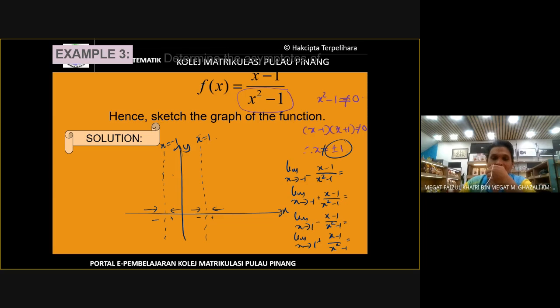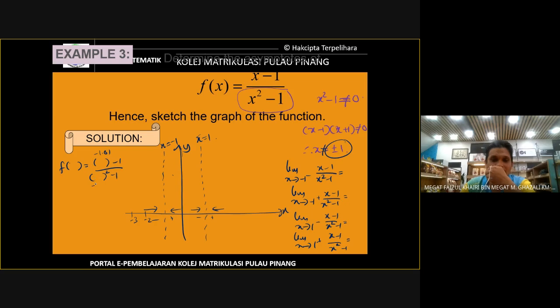So again, f(x) equal to x minus 1 divided by x squared minus 1. Substitute the value of x approaching to negative 1 from left: negative 3, negative 2, negative 1.5, negative 1.2, negative 1.1, negative 1.01.